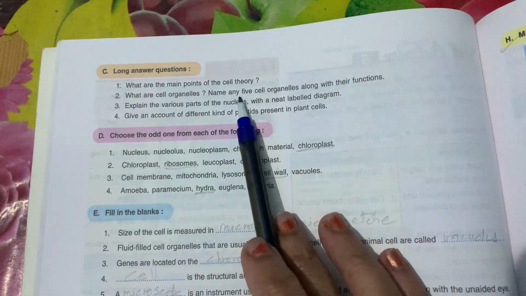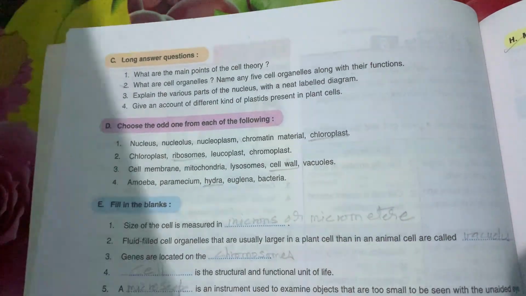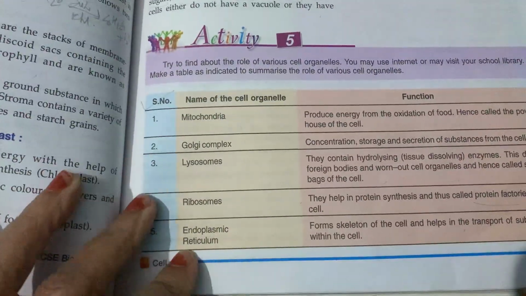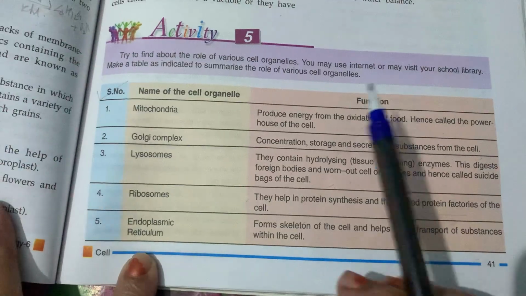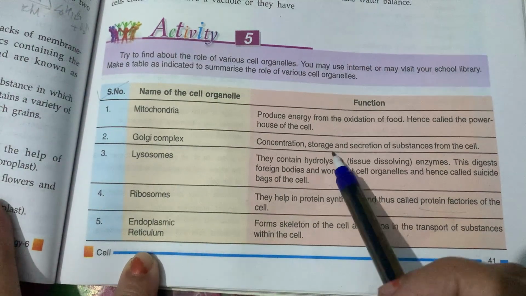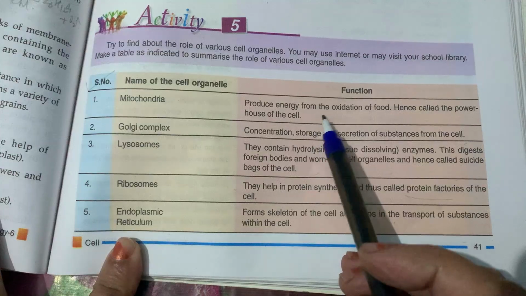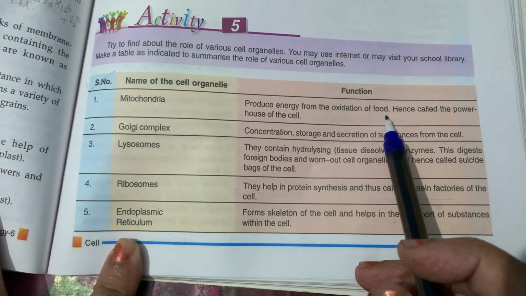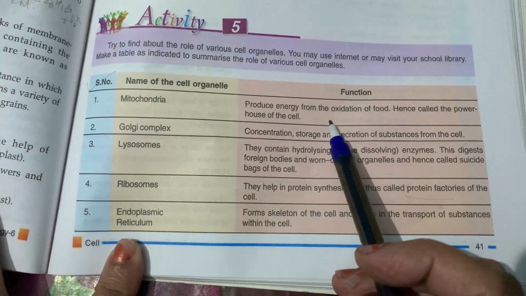Second, what are cell organelles? Name any 5 organelles along with their function. For this, you can see here in this page, page number 41. Cell organelles, five of them, and their functions. Mitochondria produce energy from the oxidation of food. They release energy, so they are known as the powerhouse of the cell.